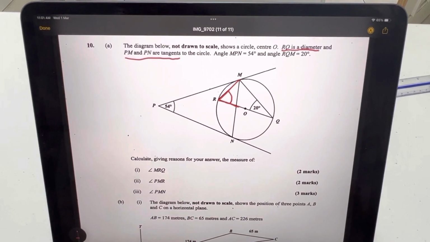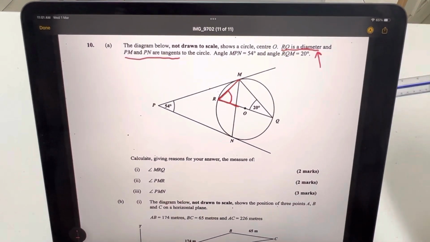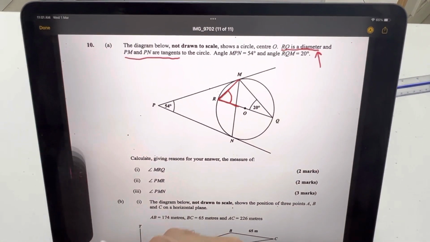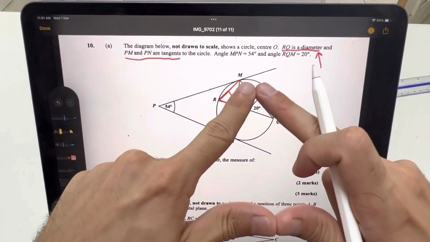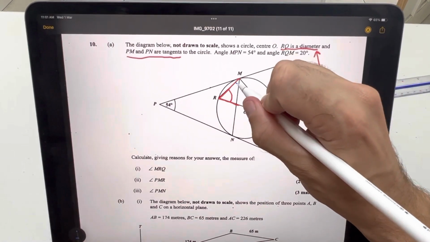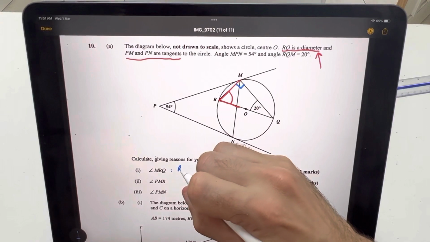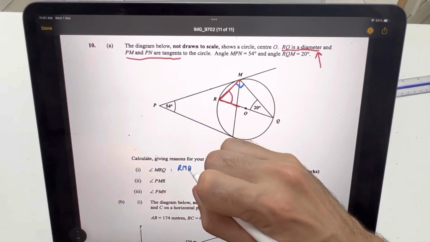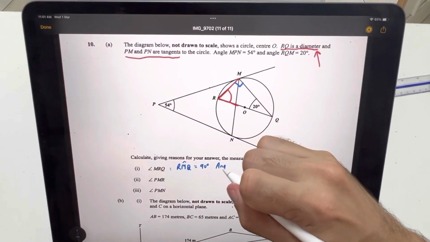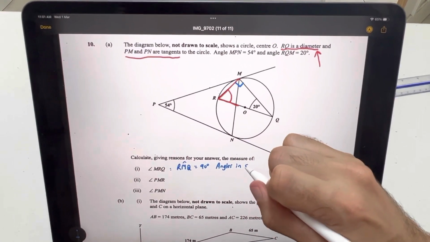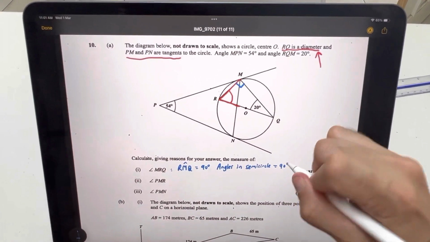Right, so we have to look out for some common things, and they tell us RQ is a diameter, and there's a rule. 2 points from the diameter, when they meet at the circumference, it makes a 90 degree. So we know that angle RMQ is 90 degrees because the angle in a semicircle is equal to 90 degrees. That's a rule.